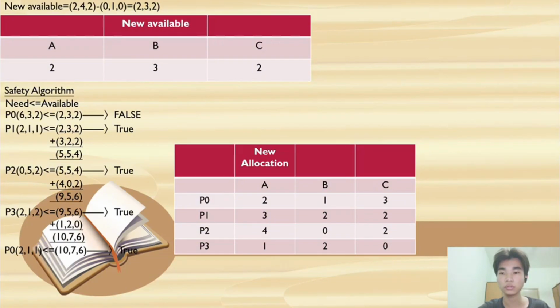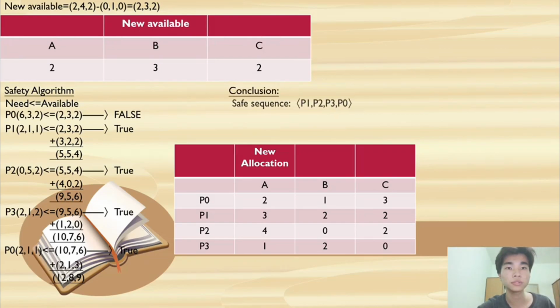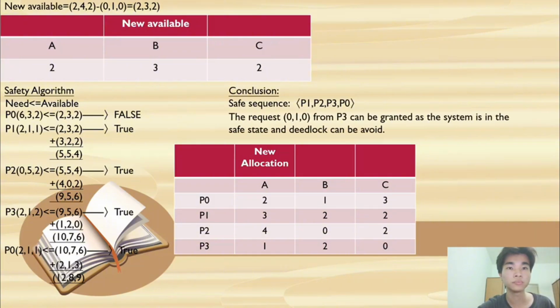P0 632 less than or equal to 1076 is also true, so we plus 213. The answer is 1289. In conclusion, the safe sequence is P1, P2, P3, P0. The request 010 from P3 can be granted as the system is in a safe state and deadlock can be avoided. That is all for our presentation. Thank you.